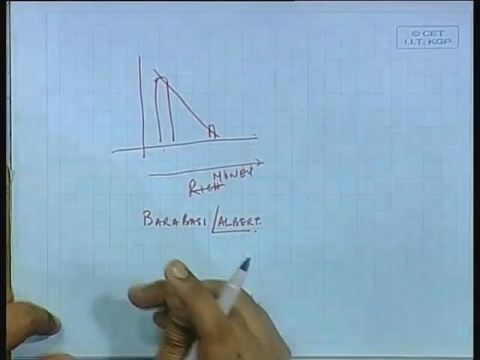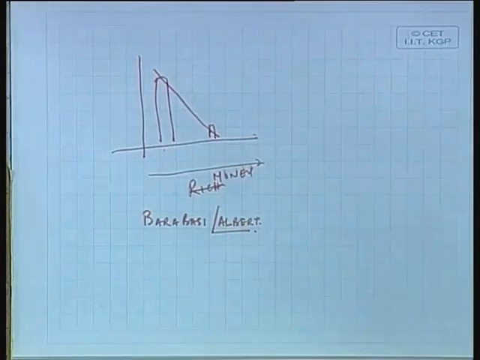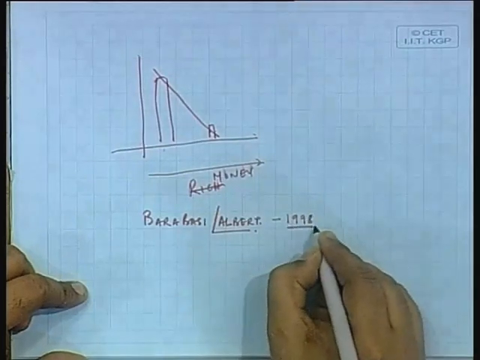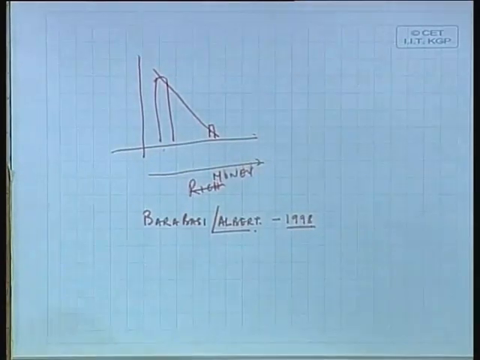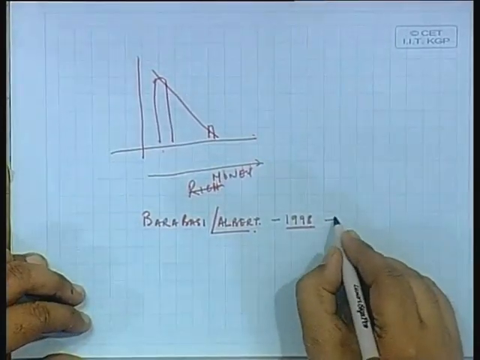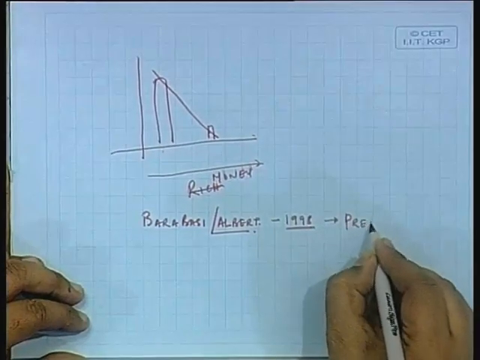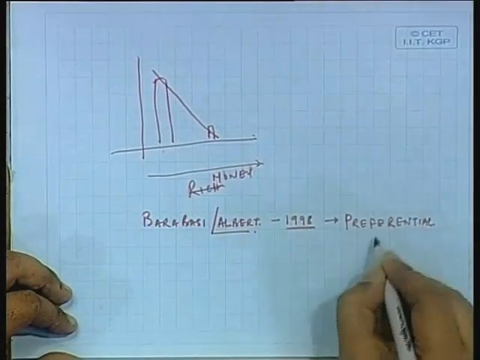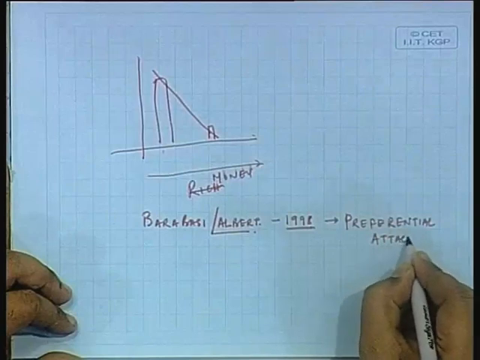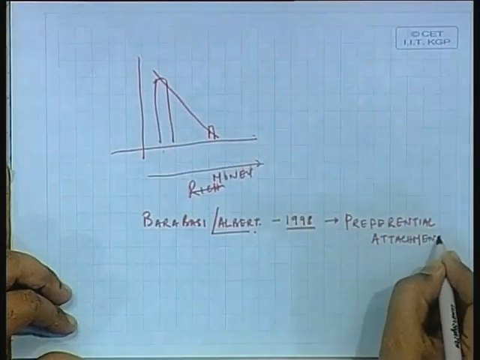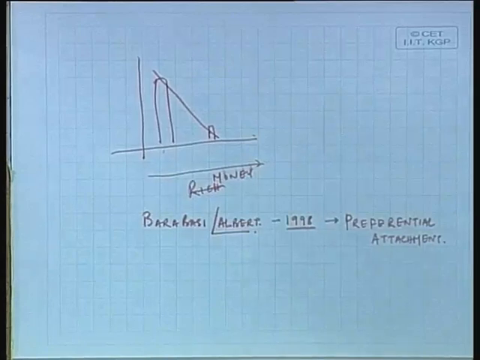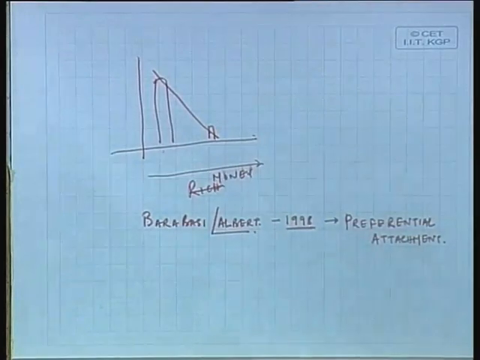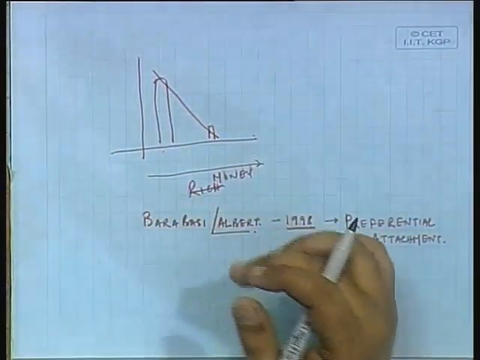So there was a paper by Barabasi and Albert, I think in 1998, where they showed that due to preferential attachment, what we have said about rich gets richer, that was coined in different terms, preferential attachment, and due to preferential attachment this feature comes.